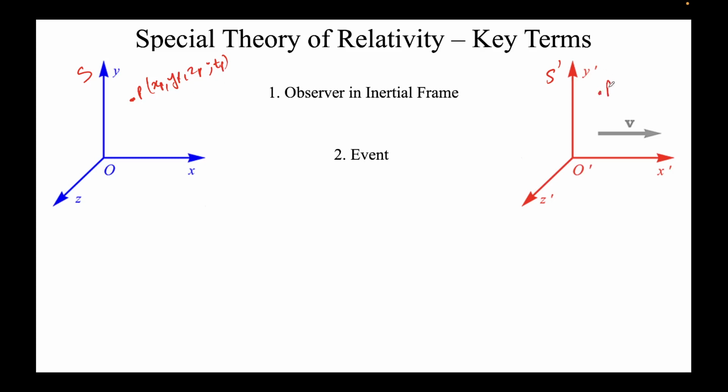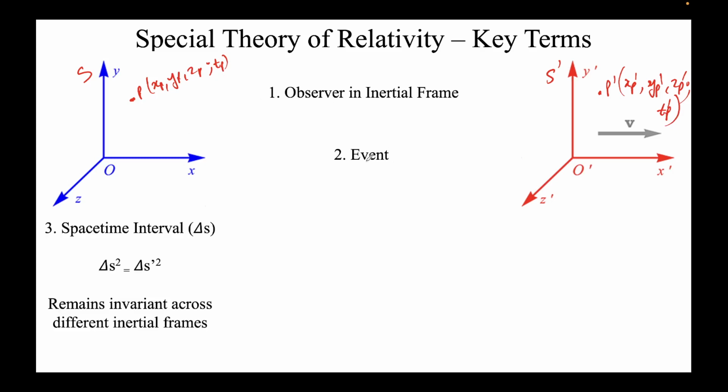Similarly, correspondingly, the same event will be here, but the coordinates will be different. It will be xp prime. Note everything is primed: yp prime, zp prime, and then finally tp prime. Note the notation: space coordinates, semicolon, time coordinates. And this is basically everything is derived as far as the mathematics is concerned from this.